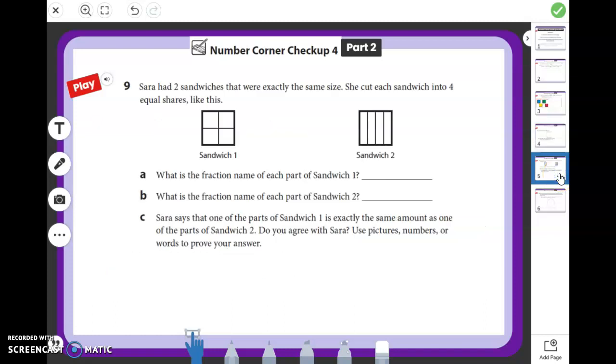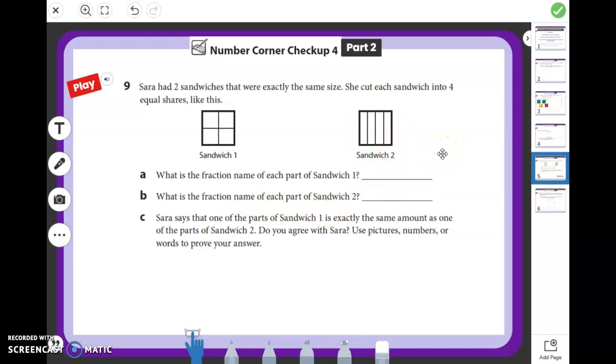Number 9 is another story problem. Sarah had 2 sandwiches that were exactly the same size. She cut each sandwich into 4 equal shares, like this. Here's sandwich 1 and sandwich 2. Letter A says what is the fraction name of each part of sandwich 1? And letter B says what is the fraction name of each part of sandwich 2?